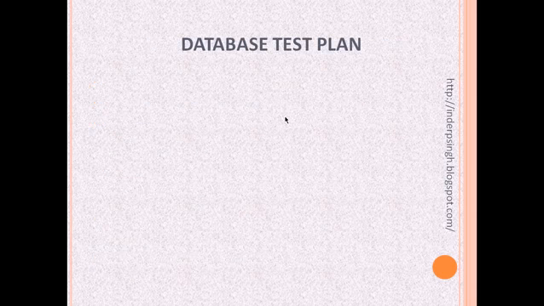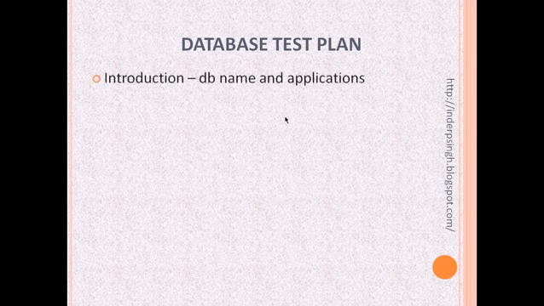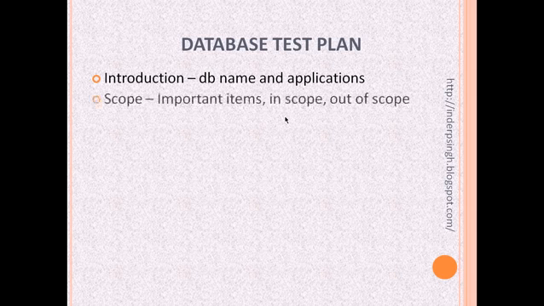Now next, let us look at a sample database test plan. I will first introduce the sections. In the database test plan, the first section can be the introduction. Here you can give the database name and what applications hook into this database, whether they just read from this database or read and write to it. So the introduction gives that.